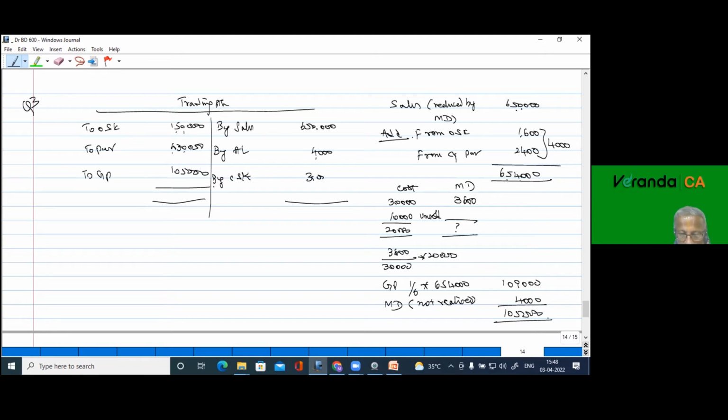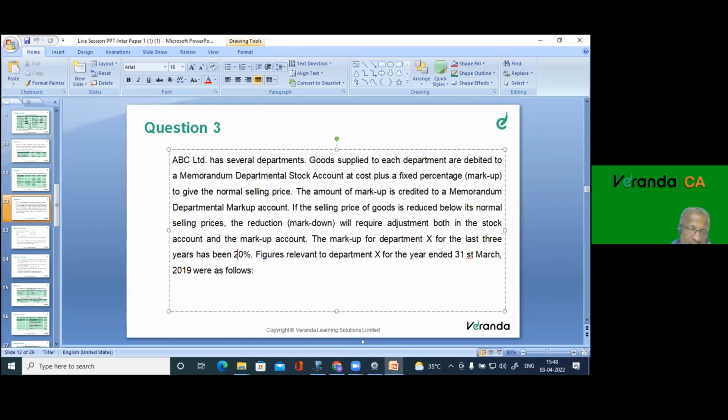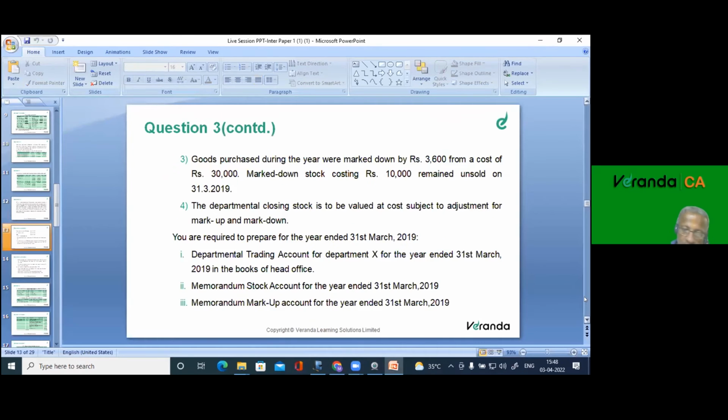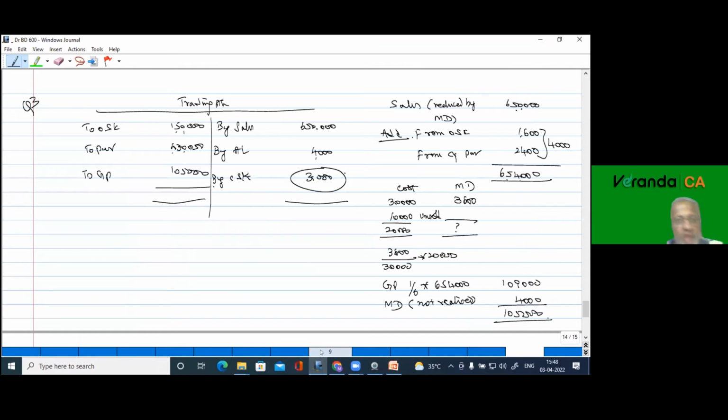Is 31,000 balance. Trading account is over. First part of the question over. Department trading account. So memorandum stock account and memorandum markup account. Are you clear about this trading account? Harish?